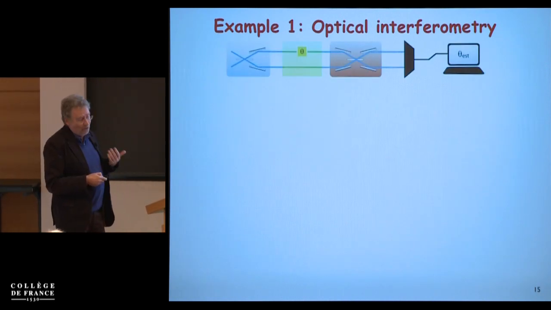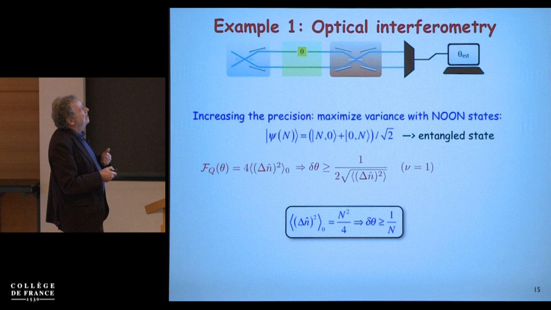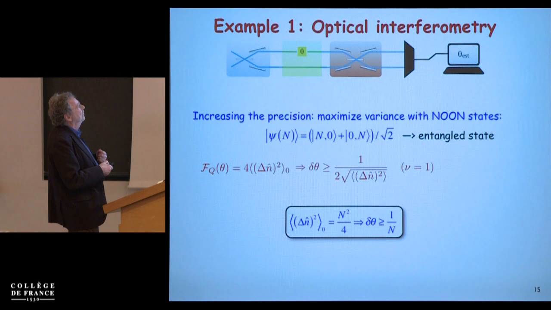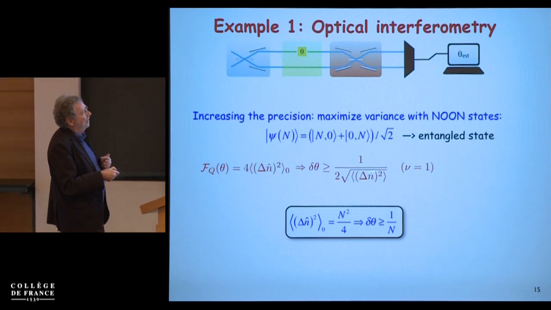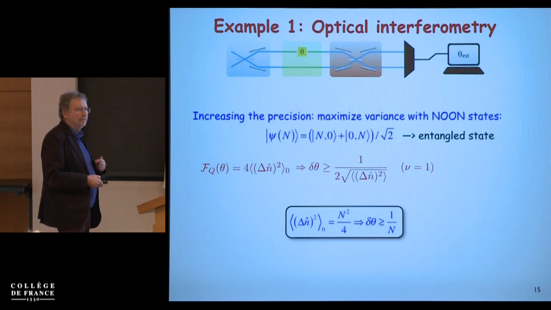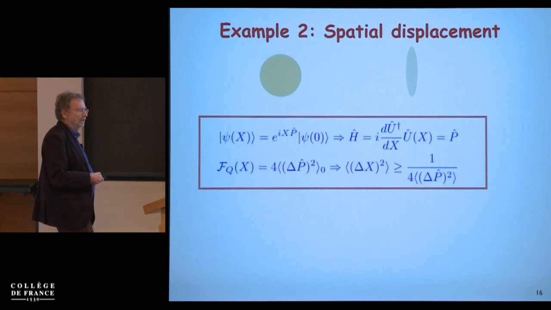Now, there is, of course, as we know already, a better way to do it, a better state to do it. And that corresponds to using a NOON state, as I mentioned before. Now, that's an entangled state. If we calculate the quantum Fisher information for this state, again, we have the same expression we had before, but now the variance is equal to n squared over 4. So the uncertainty in the determination of the phase is bounded below by 1 over n. So that's the Heisenberg limit, and you see it coming out from this formalism.